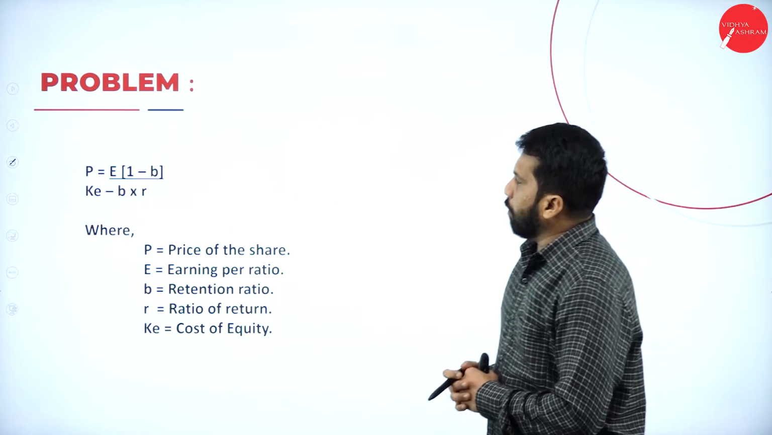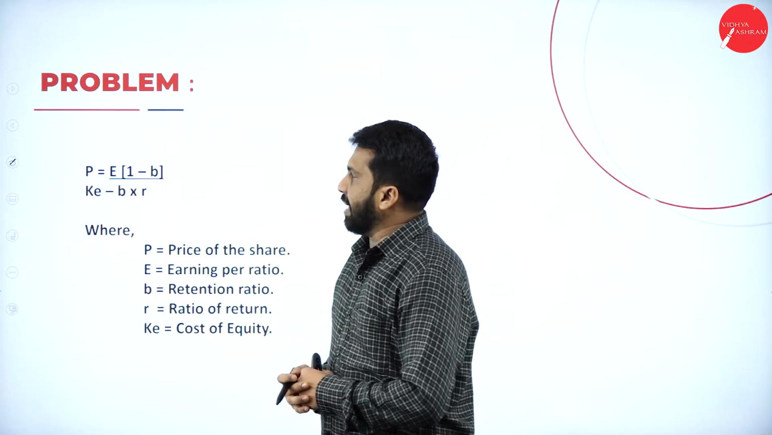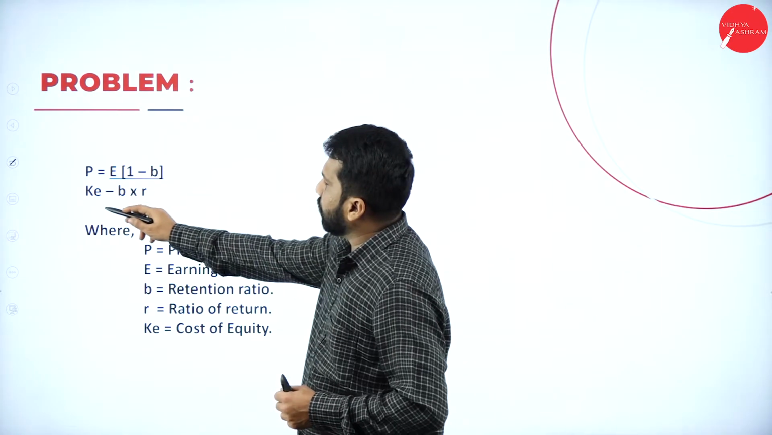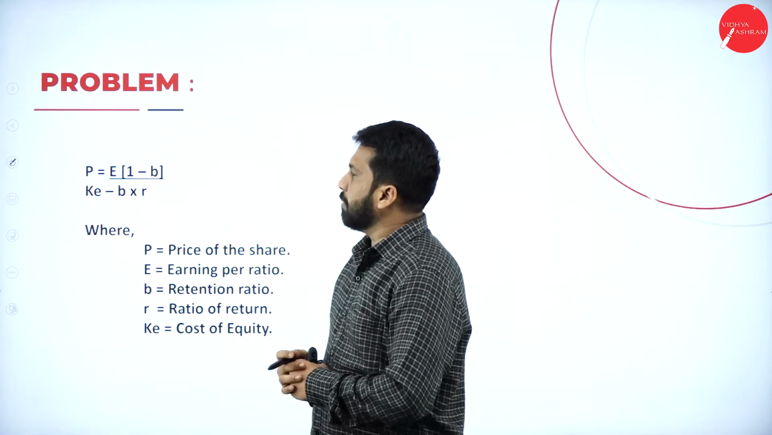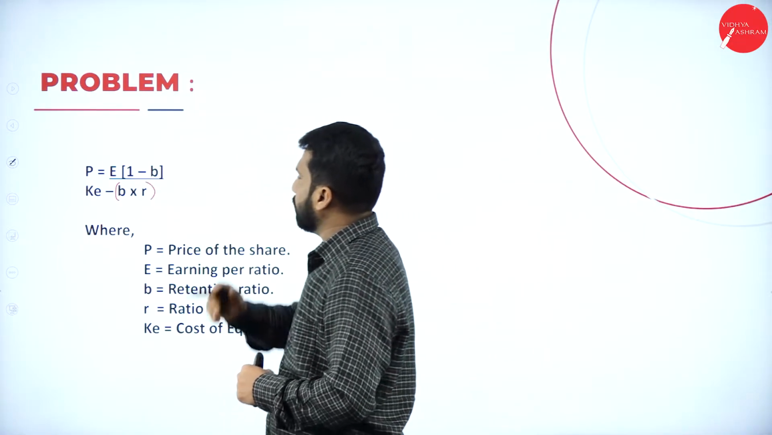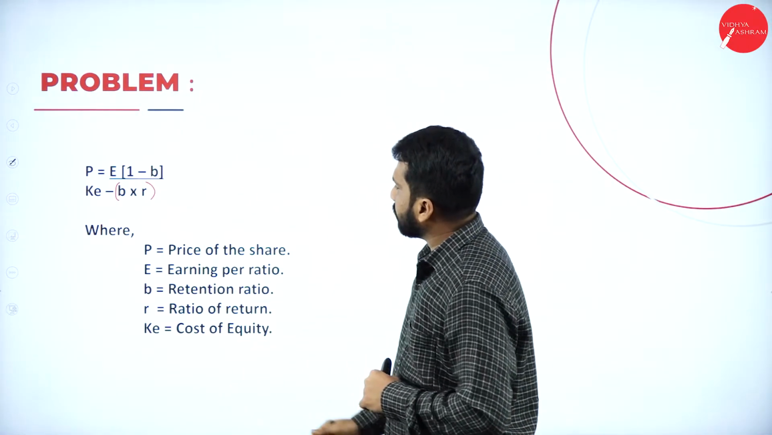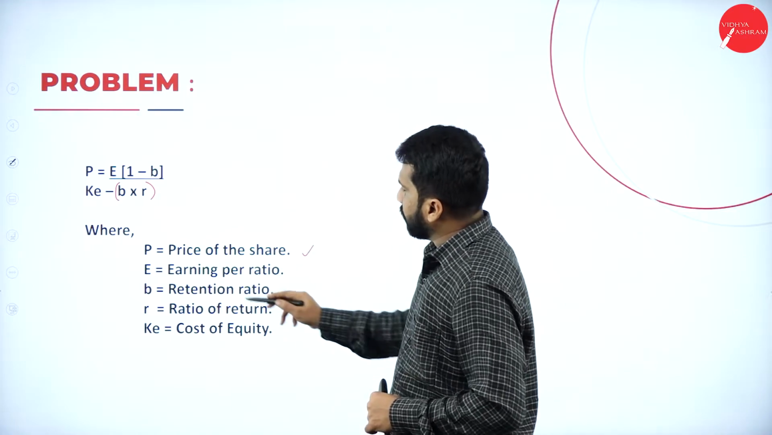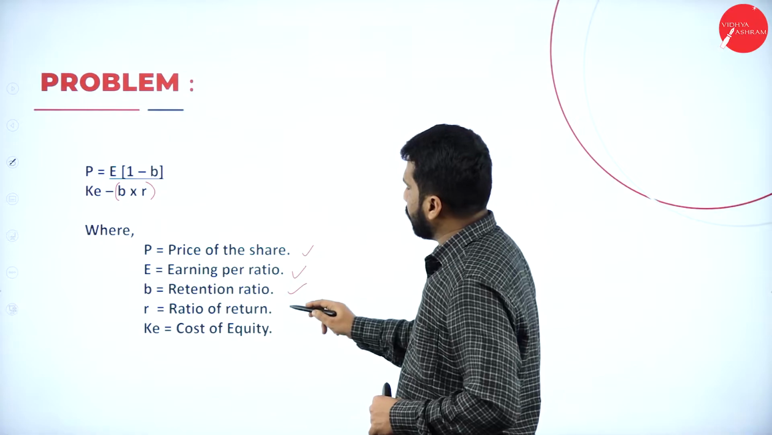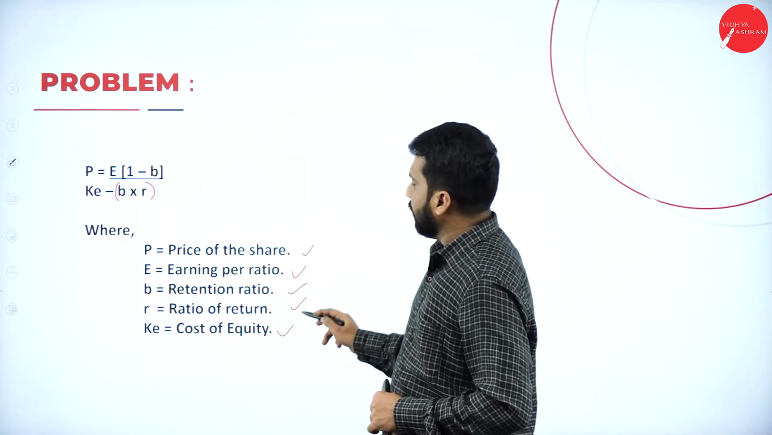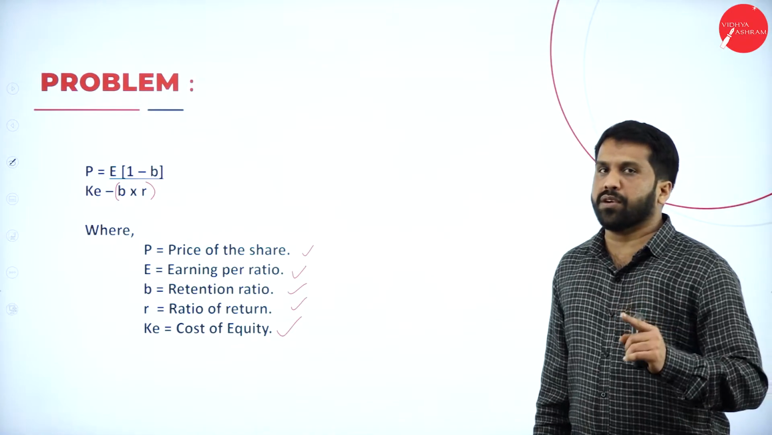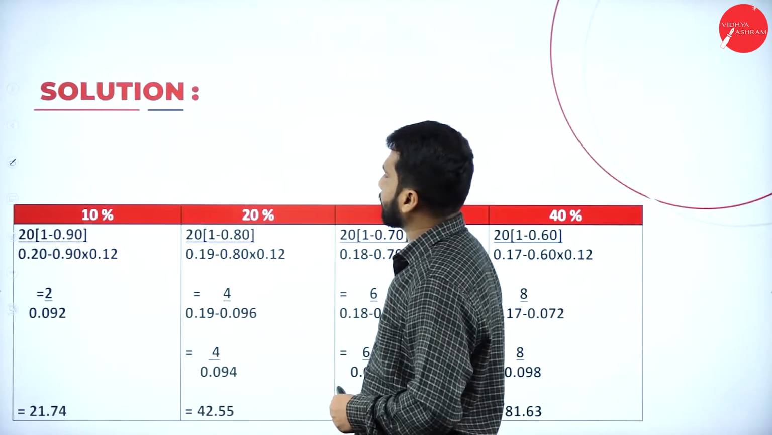So this is your formula. P stands for the price of the share. P equals E into (1 minus B), whole divided by cost of equity minus B into R. Remember, this must be in brackets, where P is the price of the share, E is earning per share, B is the retention ratio, R is the rate of return, and the last one is cost of equity. Hope you are clear? Yes.